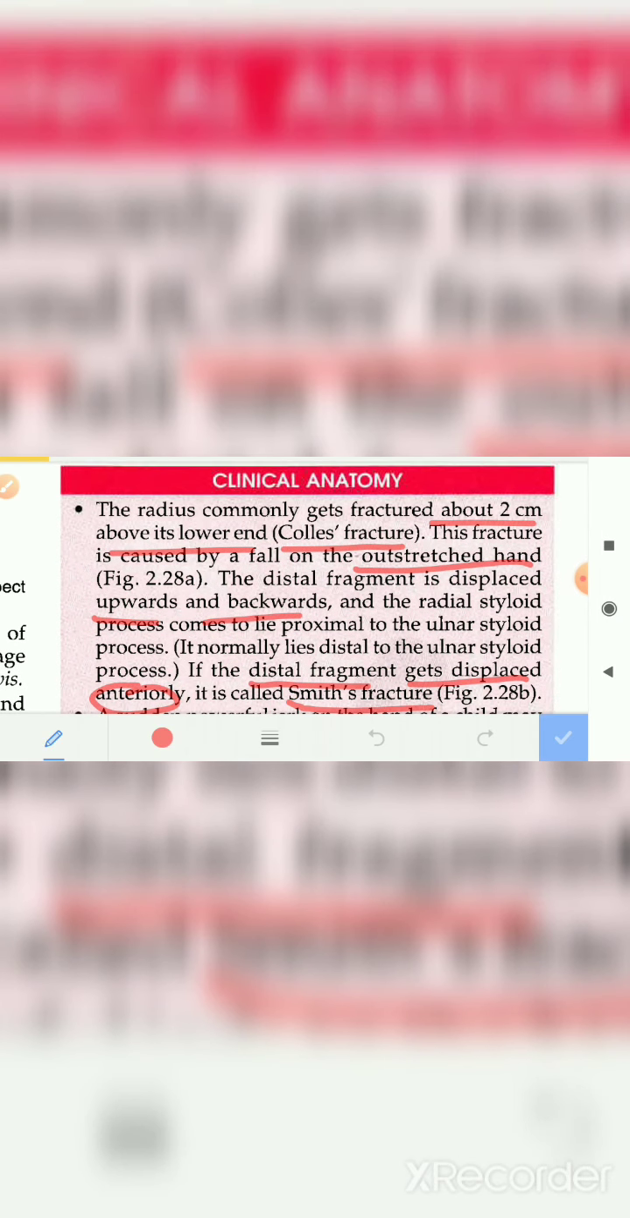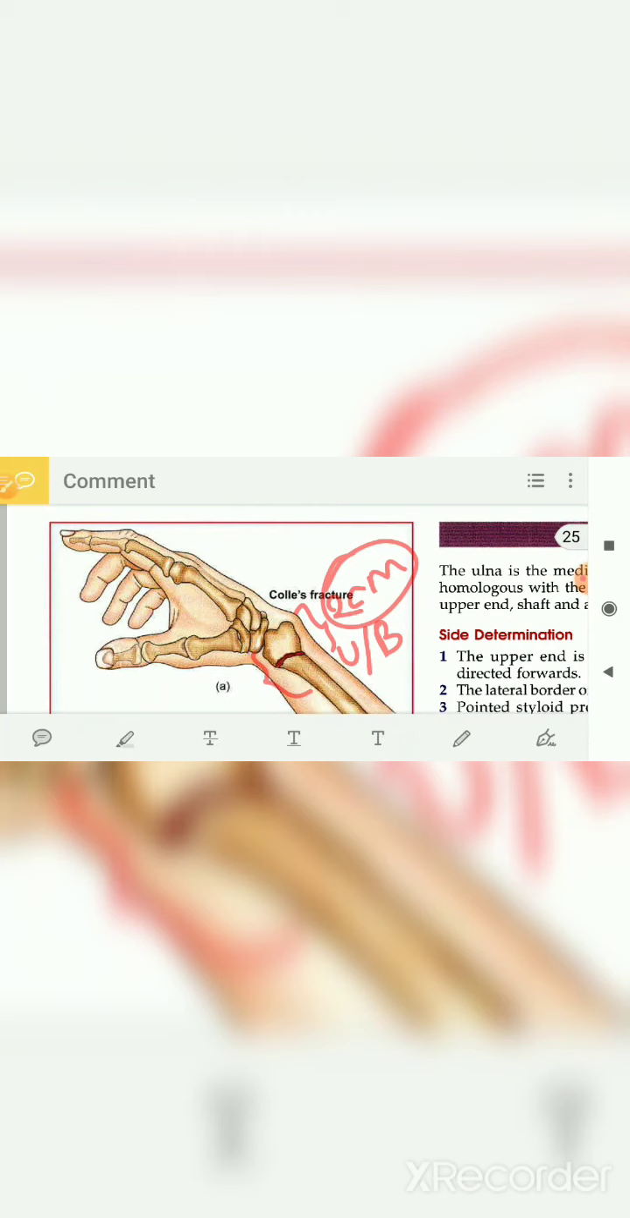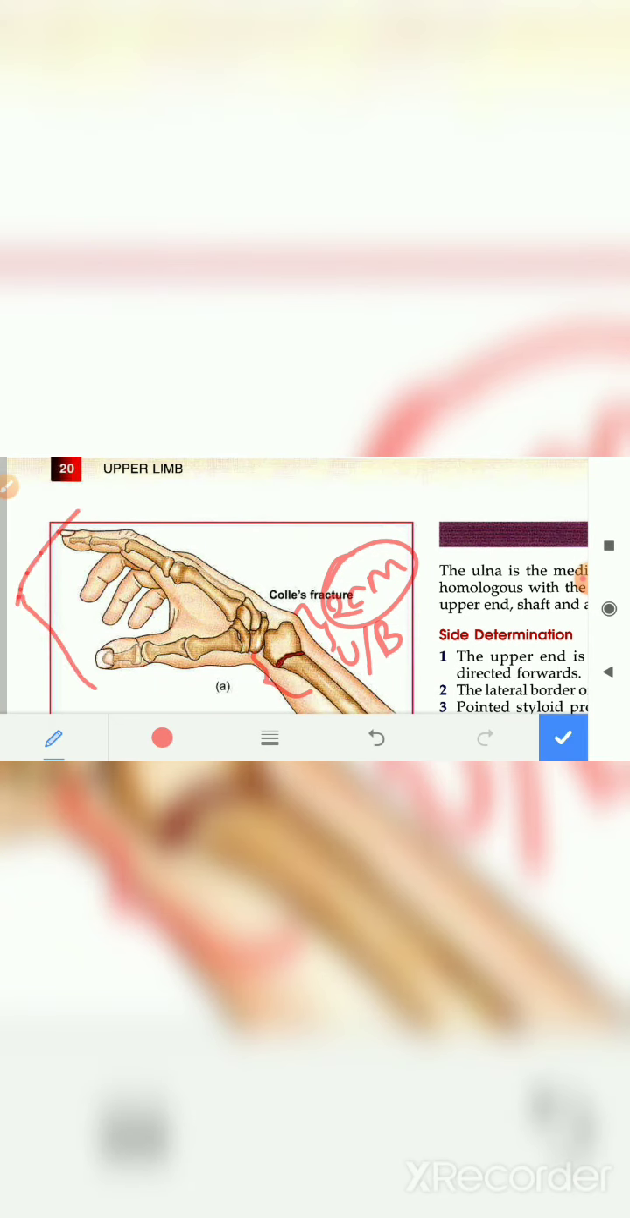From this clinical anatomy, this Colles fracture is frequently asked in the viva. Okay, what is Colles fracture, what is the mechanism of it, and its another name is dinner fork deformity. Okay, here the hand looks like a dinner fork. You can see the typical dinner fork deformity. So that's it.